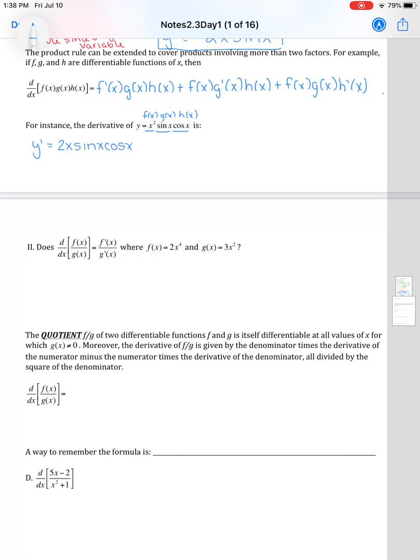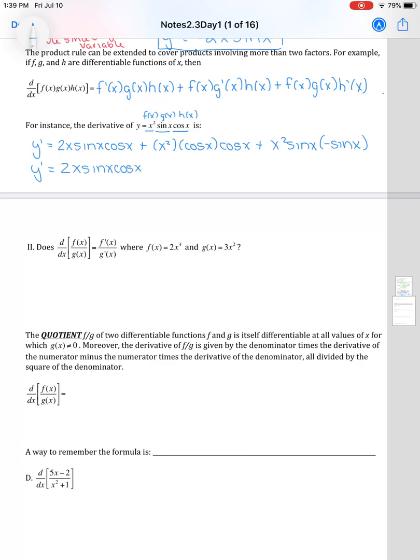First one, I'm taking the derivative of x squared, which is 2x. Sine x, cosine x stay the same. Plus, now x squared stays the same. Derivative of sine is cosine. And the second cosine stays the same. Third, the x squared and the sine x stay the same, and the derivative of cosine is negative sine.